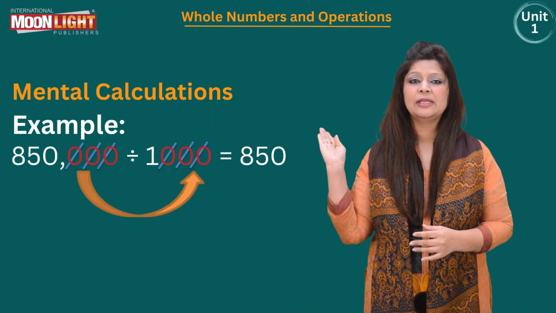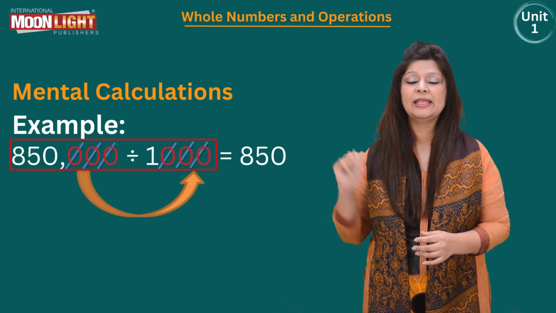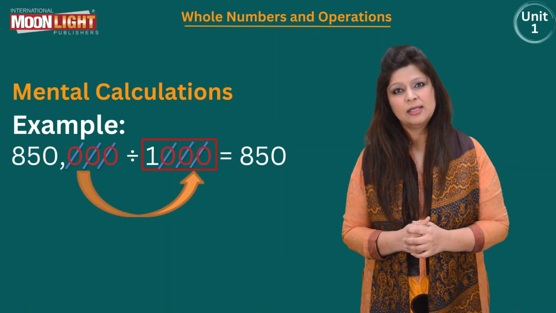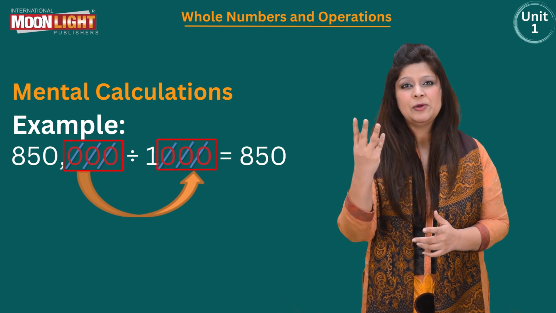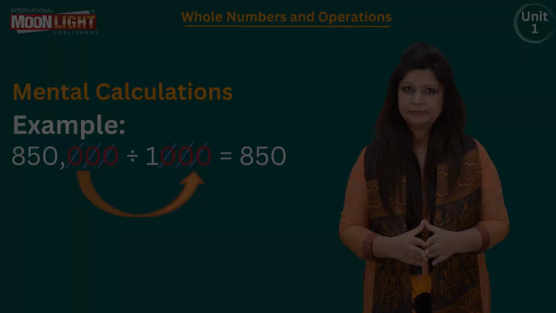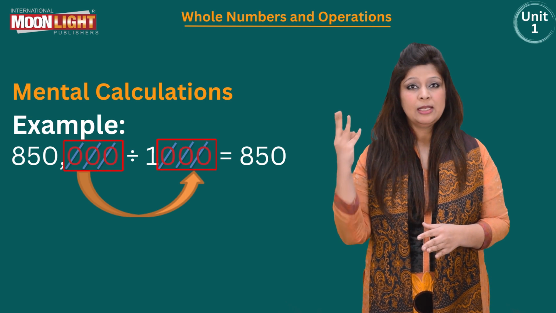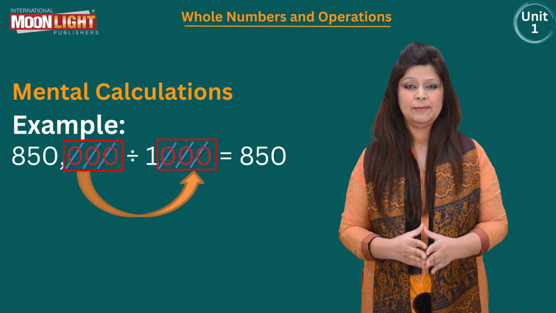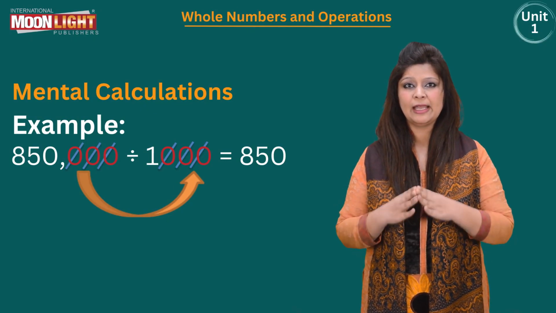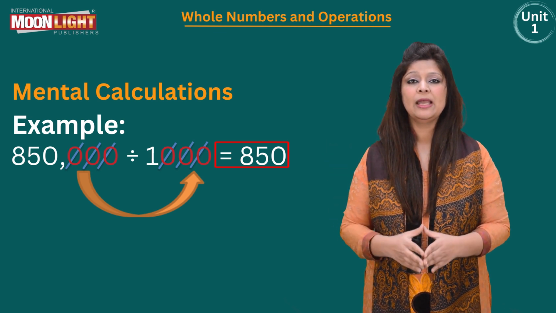You can see this example. In this example, there is written 850,000, division sign, and then I am going to divide it by 1000. In 1000, how many zeros are there? Yes, 3 zeros are there in 1000. So I am going to cut 3 zeros, the last 3 zeros only, and I will have the answer. Yes, 850 will be my answer.